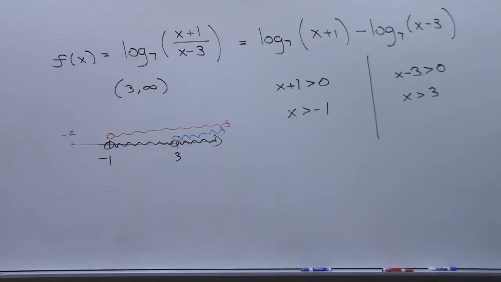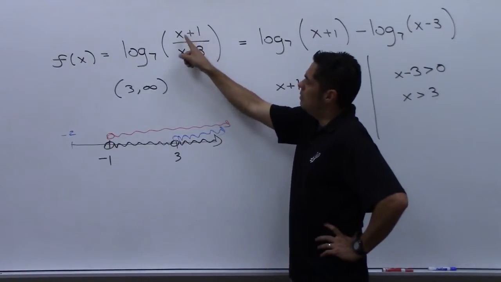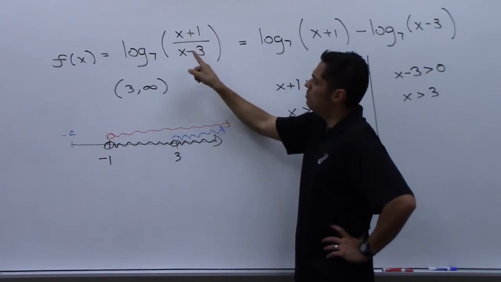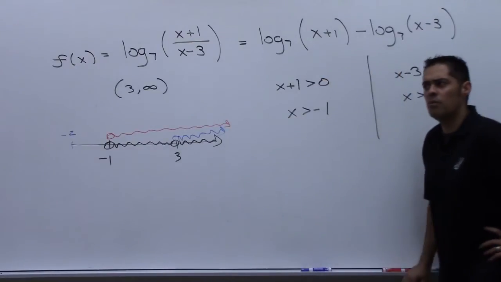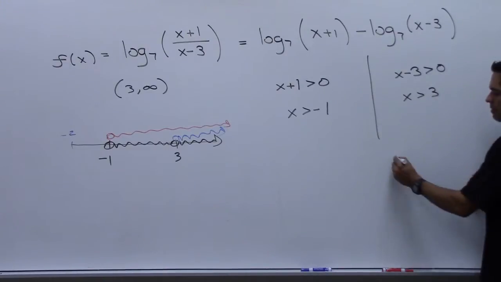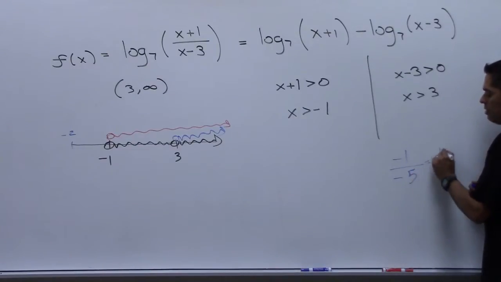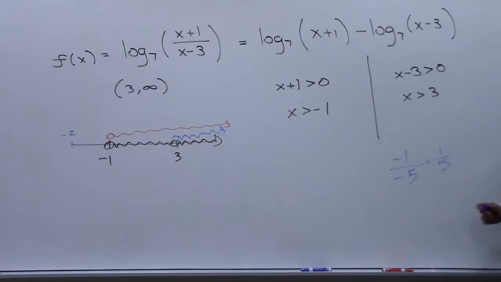So this is a good question right here. What do you get if you plug in negative 2 right here? Negative 1 over, what's negative 2 minus 3? Negative 5. So it's negative 1 over negative 5, which is 1/5. That's okay, isn't it?